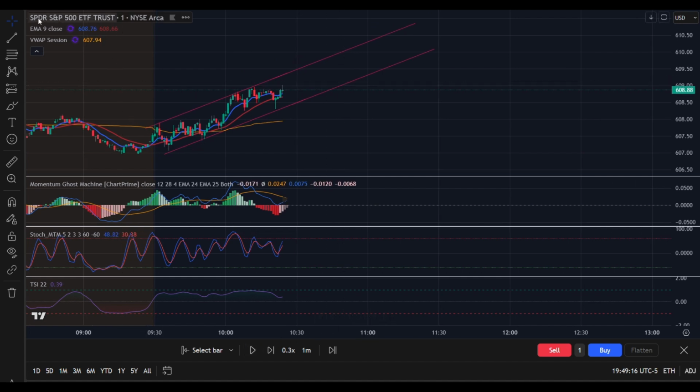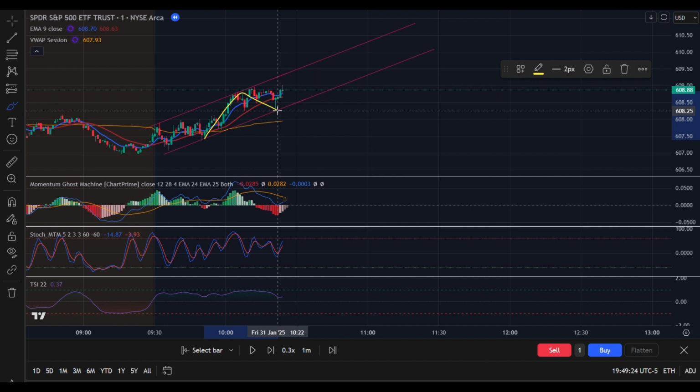So this is what I call a bolt, right? We hit the bottom of the channel, top of the channel, bottom of the channel, up. This is the bolt up. This is a good example of a bolt up. Doesn't get any better than that.